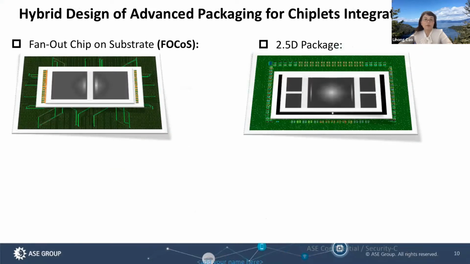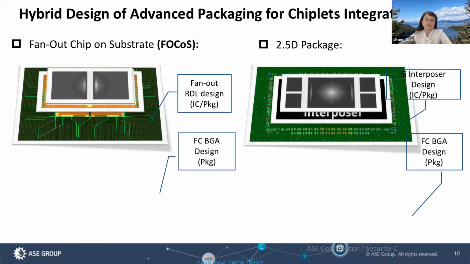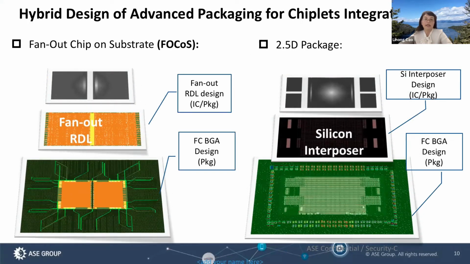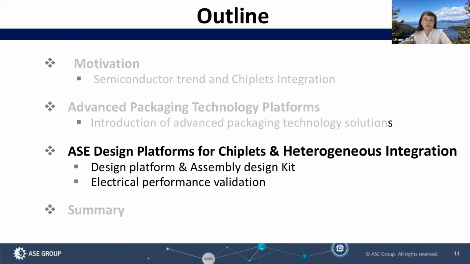Compared to conventional package design, the advanced packaging design for chiplets integration has converted from sole package design to hybrid IC packaging design due to the RDL interposer and the 2.5D silicon interposer interconnection between the silicon chip to the substrate. So here, I will focus on the hybrid design for advanced packaging for chiplets integration. So now I move to the discussion of our ASE design platform.